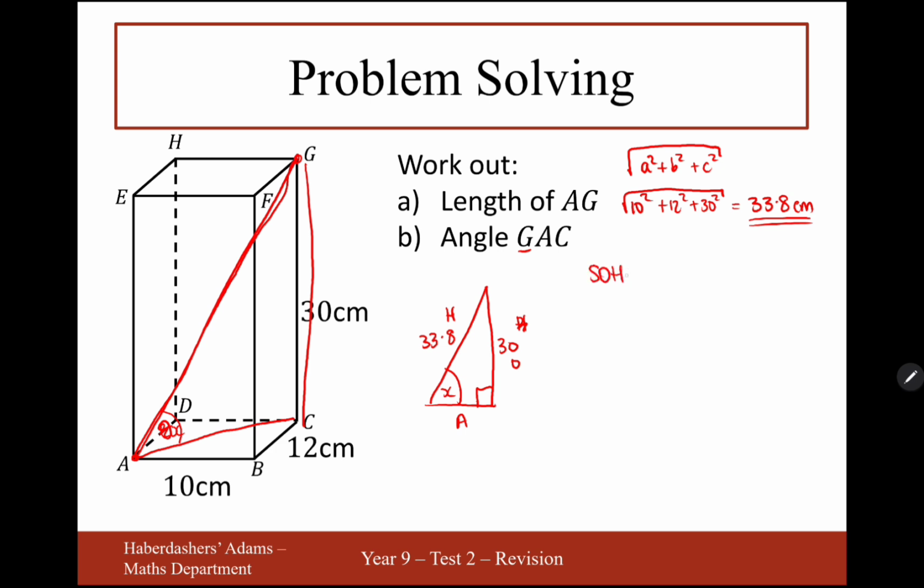So out of SOHCAHTOA, we are doing a SO question, or a sine question. So sine x equals opposite over hypotenuse. And then what we need to type into the calculator there is sine minus 1, 30 divided by 33.8. Now currently, that value there is the answer button in my calculator, so I'm going to press the answer button at that point. So sine minus 1, fraction button, 30 over answer value. And I get 62.5 degrees.